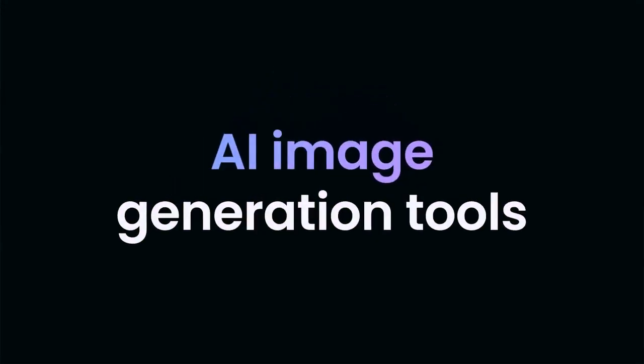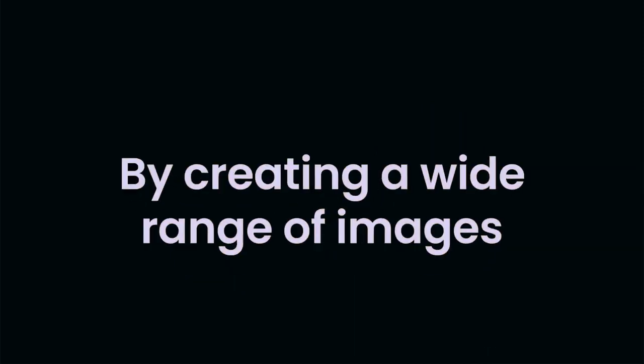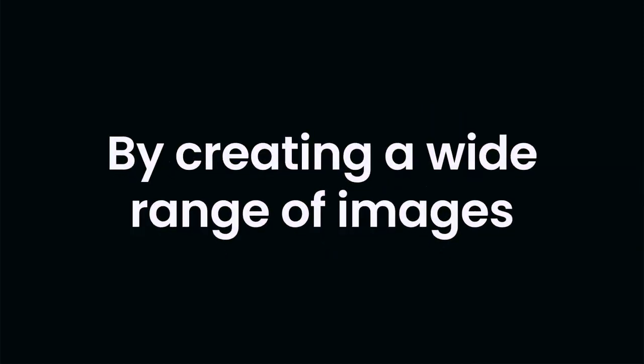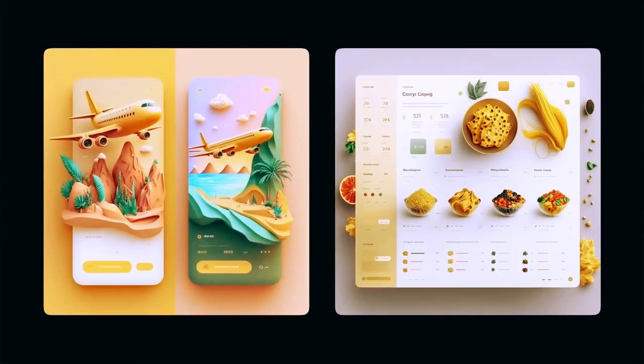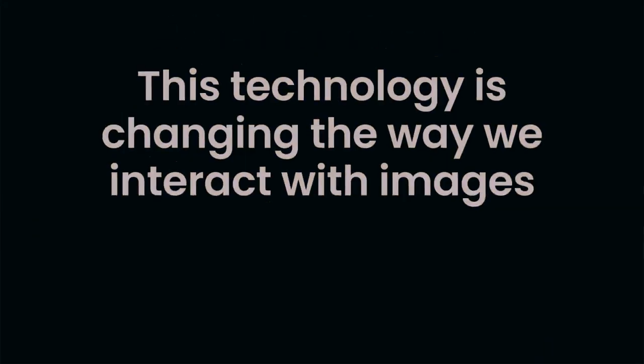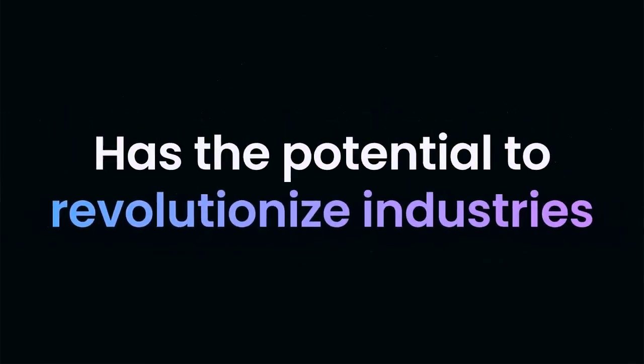AI image generation tools such as Midjourney and DALL-E have taken over social media by creating a wide range of images, everything from memes and art to beautiful UI/UX designs. This technology is changing the way we interact with images and has the potential to revolutionize industries.